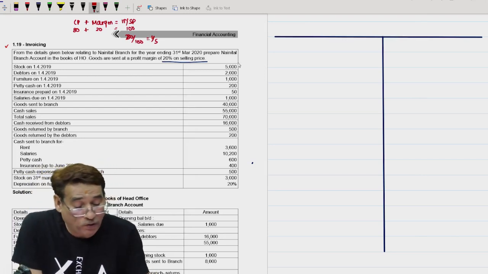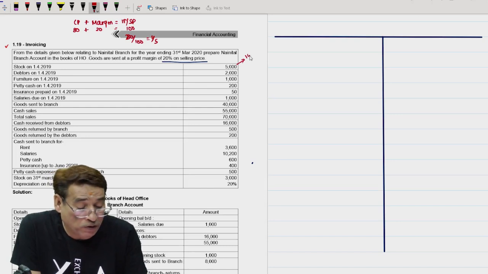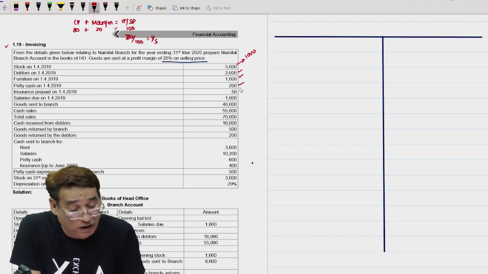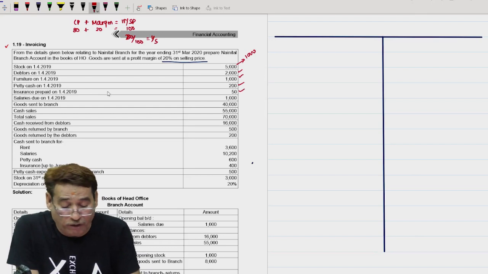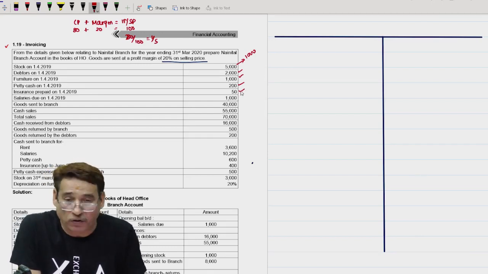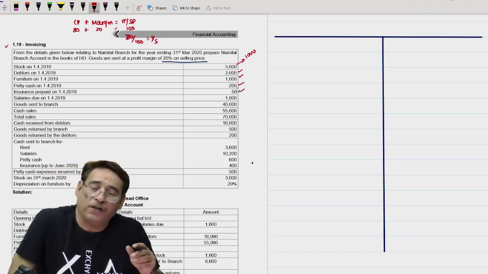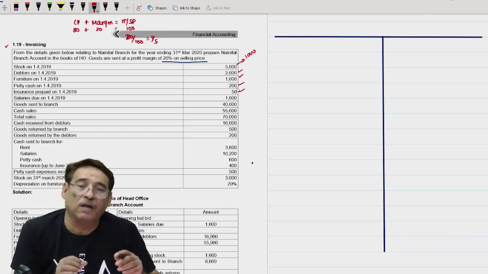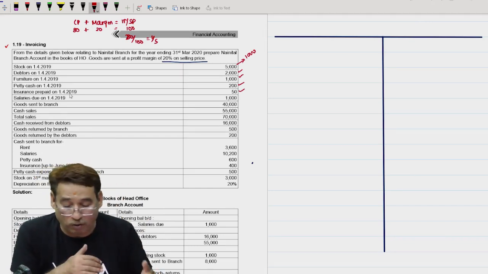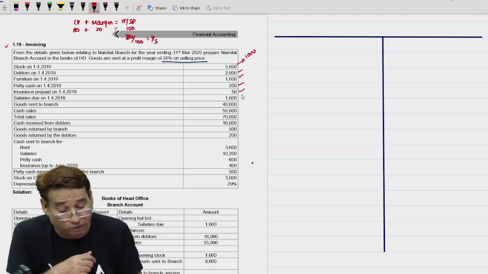Opening stock is given to us and later on we are going to pick up the loading also, 1000. Debtors, we will simply write in the debtors account, furniture, opening balance, petty cash, opening balance. Insurance prepaid on 1/4/2019. So this time insurance prepaid opening balance is also given. Last year you might have actually paid the expenses, correct? And last year, these were closing prepaid. Now they will be brought forward as opening prepaid 50.